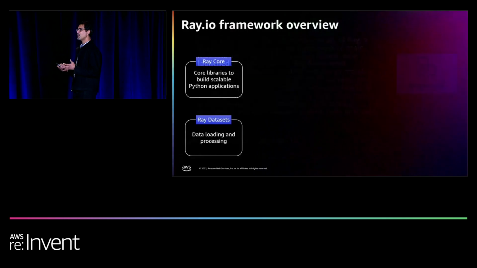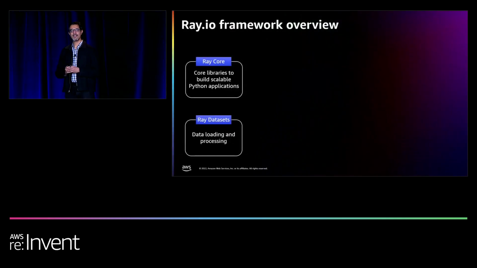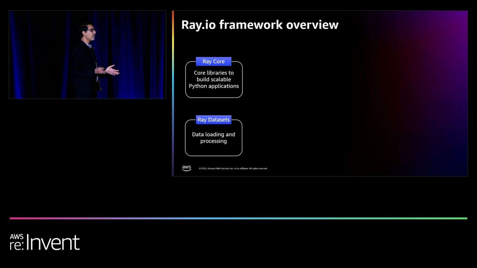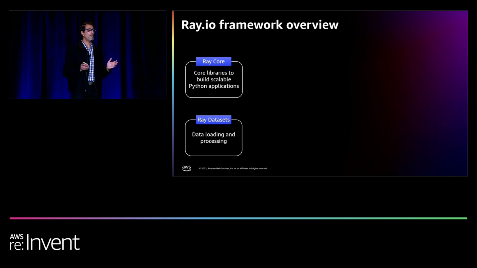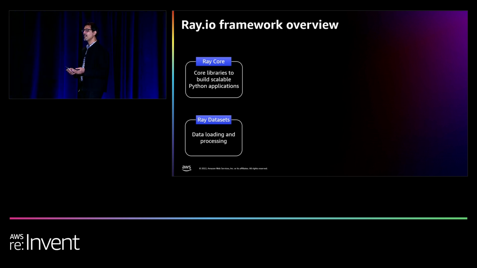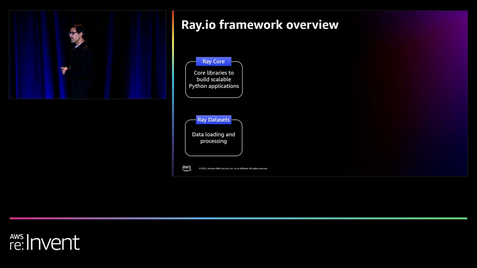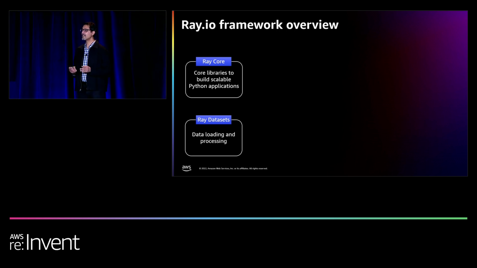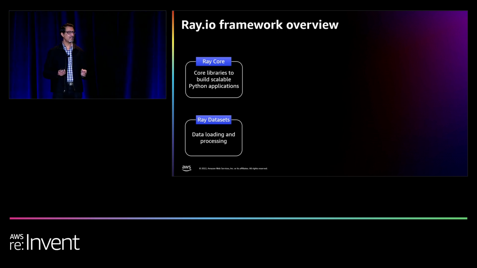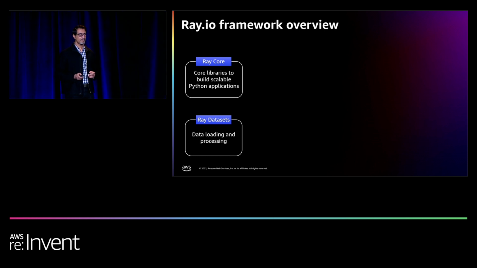So let's talk about what the Ray framework contains. The Ray framework essentially contains a set of libraries. At the heart of it is Ray Core. Ray Core provides the basic primitives to build and scale applications. It has three primitives: tasks, actors, and objects. Ray datasets is the standard way to load, exchange, and process data in Ray libraries and applications. And we'll talk about that in a second.